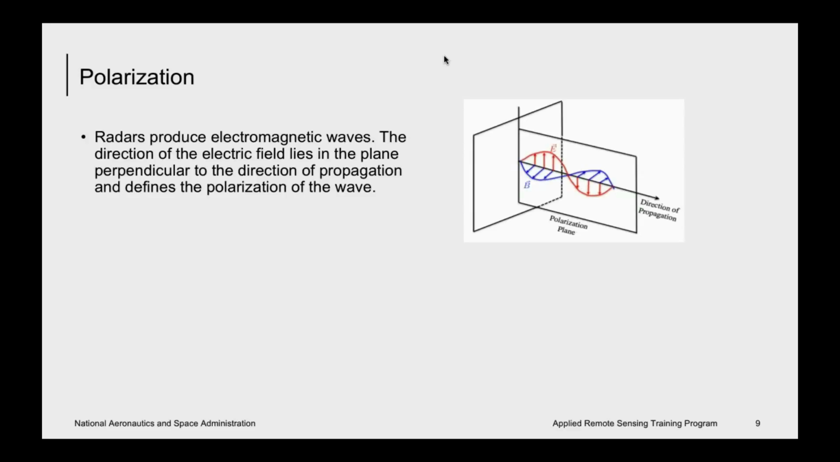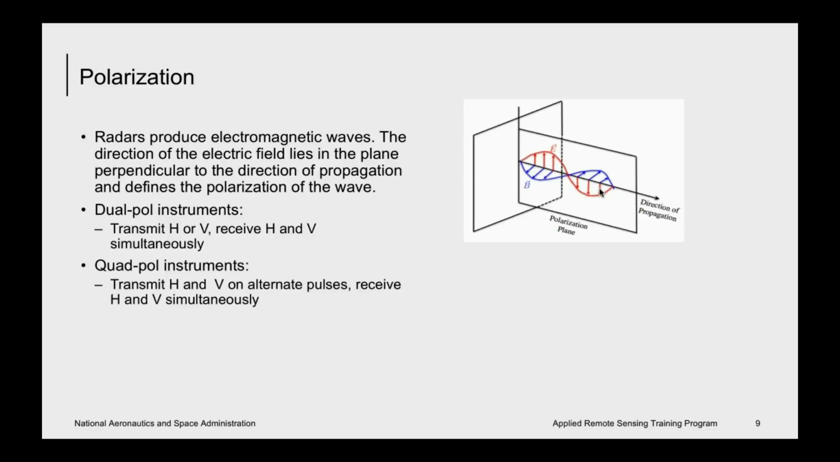So radars produce microwaves, they are electromagnetic waves. And the direction of the electric field lies in the plane that's perpendicular to the direction of propagation. And that's defining the polarization of the wave. In our case here, we're going to talk about two different types of polarization, vertical and horizontal. So in dual pole instruments, the instrument transmits H or V, meaning horizontal or vertical, and they receive H and V simultaneously. Then if we talk about a quad pole instrument, those are able to transmit H and V, alternating the pulses, and again, they receive H and V at the same time.